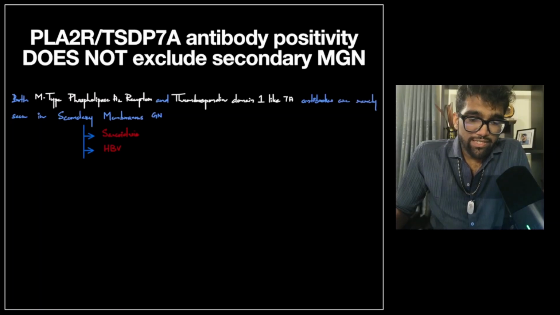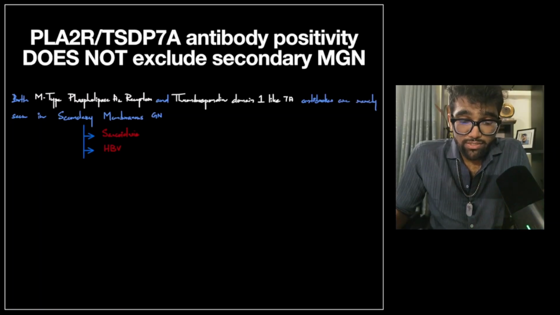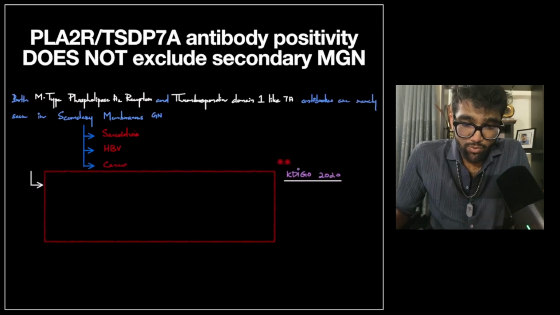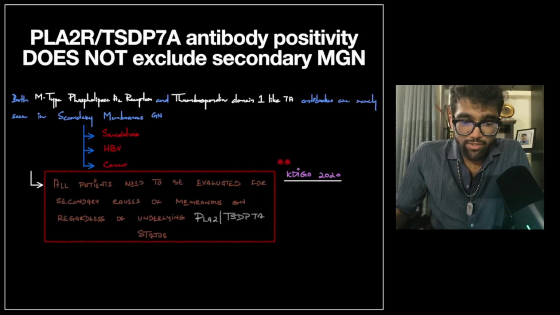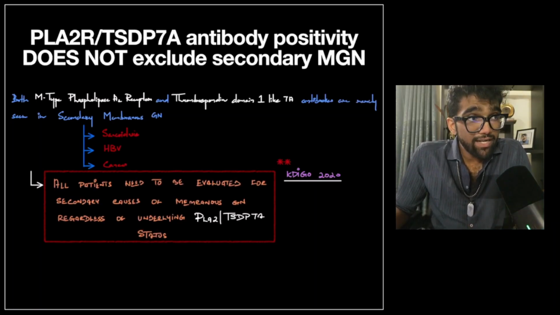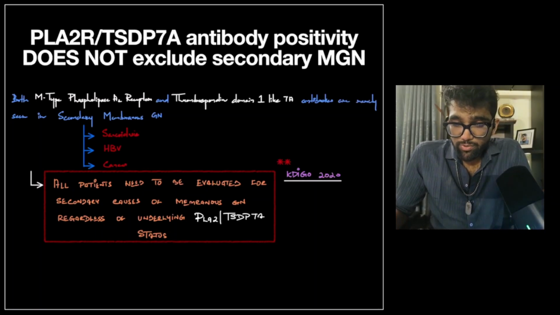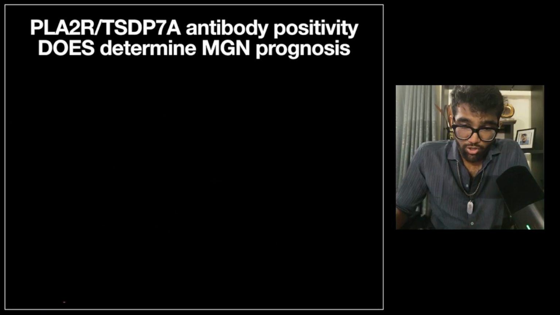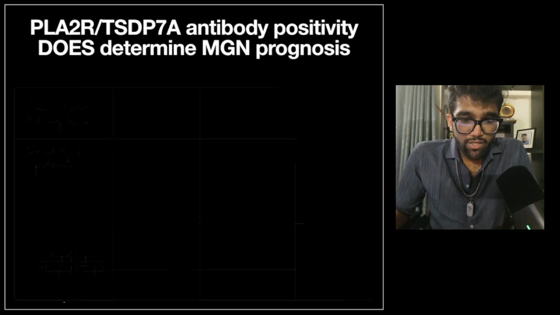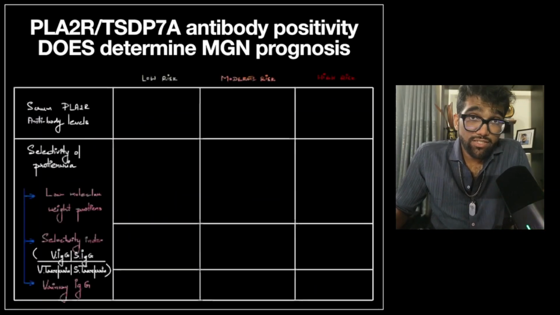And actually, it can also be seen in membranous GN that occurs in two important diseases, that is sarcoidosis and HBV. Okay, and it can be a part of paraneoplastic membranous GN. So, as per KDIGO, all patients need to be evaluated for secondary causes of membranous, regardless of whether or not they are PLA2R or thrombospondin type 1 domain-containing 7A antibody positive or not. Okay. Now, what it does determine is actually the prognosis.